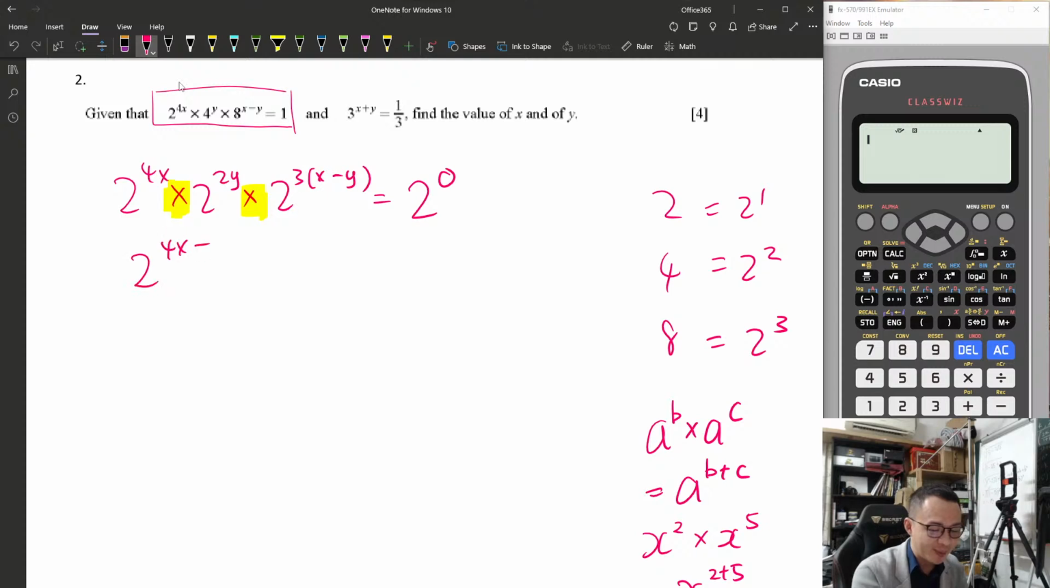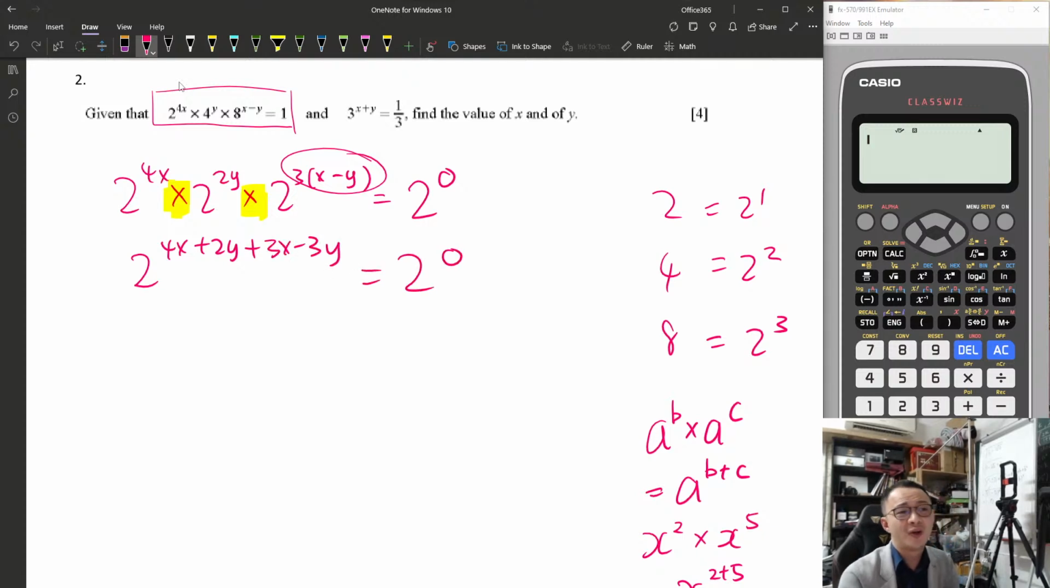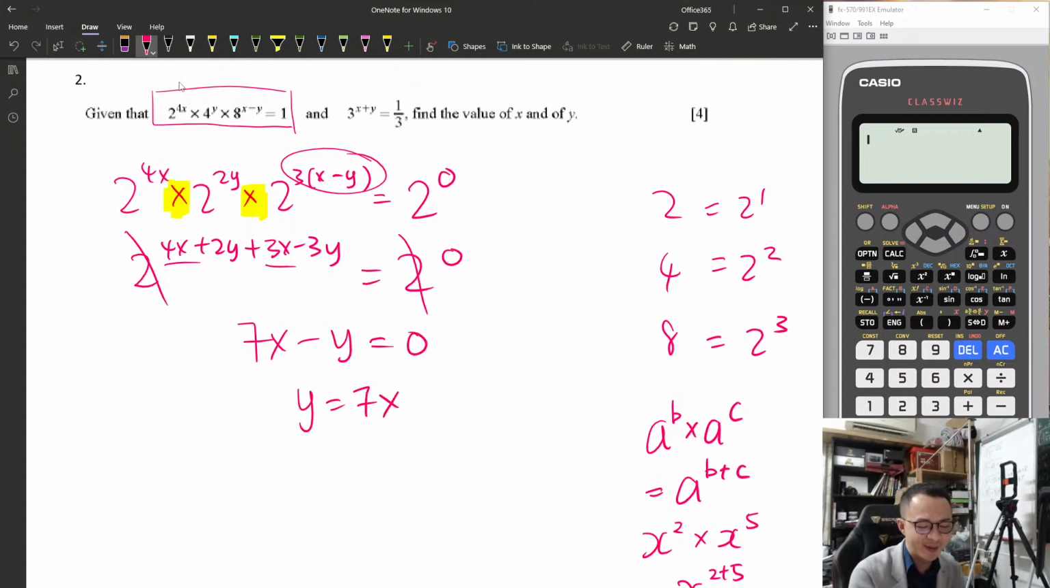2 power of 4x plus 2y plus, this one I can multiply in, 3x minus 3y equals to 2 power of 0. Okay, when both sides have the same base 2 already, I can drop the base 2. Then I'm just comparing the powers. 4x plus 3x is 7x. 2y minus 3y is minus y, equals to 0. Then y equals to 7x is my first equation. Because I already know this is simultaneous, I will use the second equation to form another equation, then I substitute into each other, or I do elimination, depending on the situation.